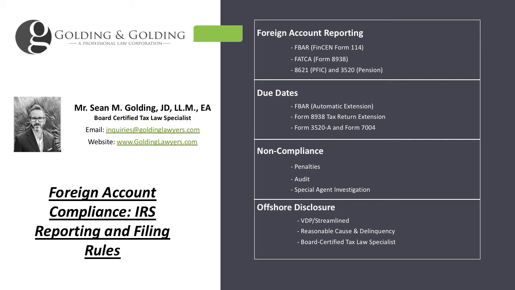For some of the forms, like the 3520A, you have to file a separate extension form, which is Form 7004. Important to make sure you get that done before the due date, which ordinarily is March 15th. What happens when you don't file?